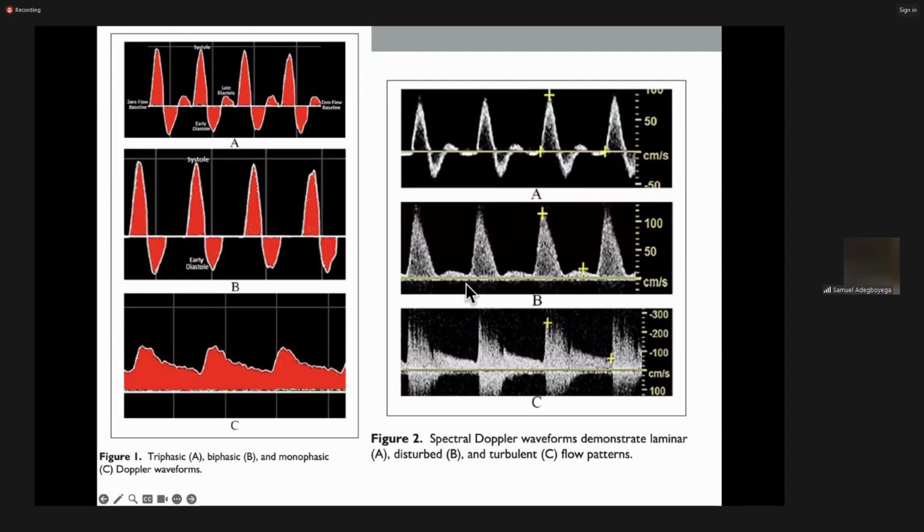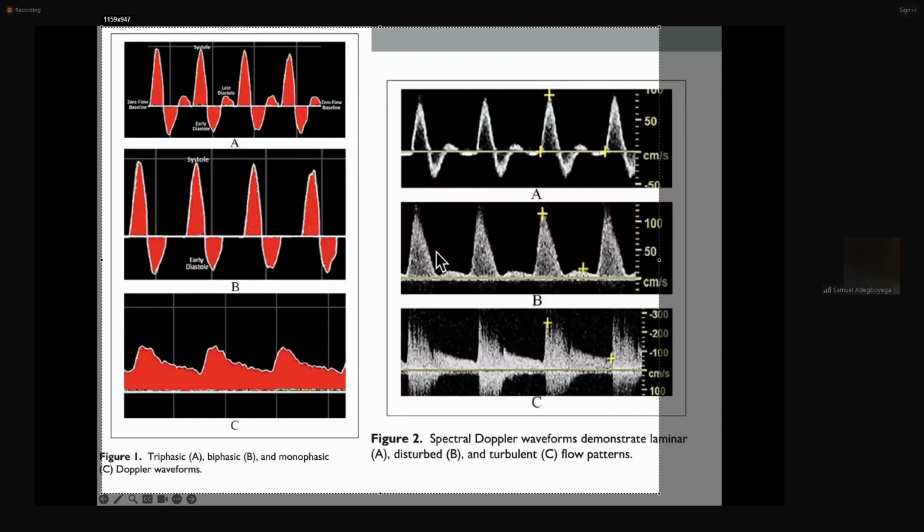You said this is biphasic one. True or false? True. That's right. You're correct. This is biphasic one. Excellent. So let me repeat to the entire class. This is why we're doing this.